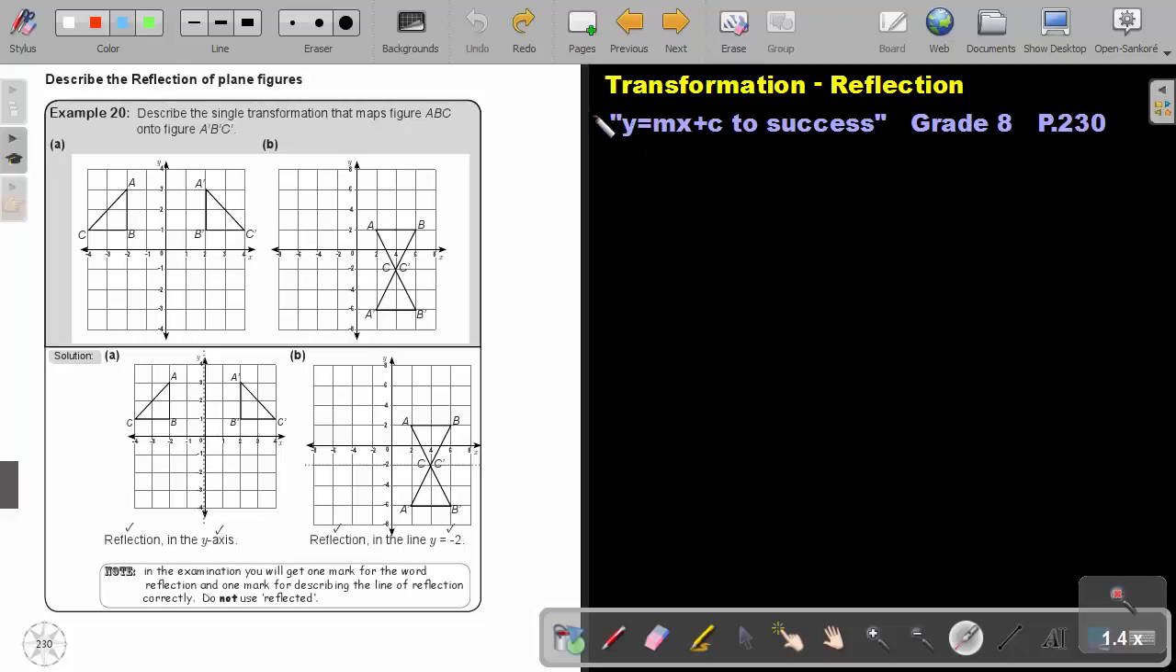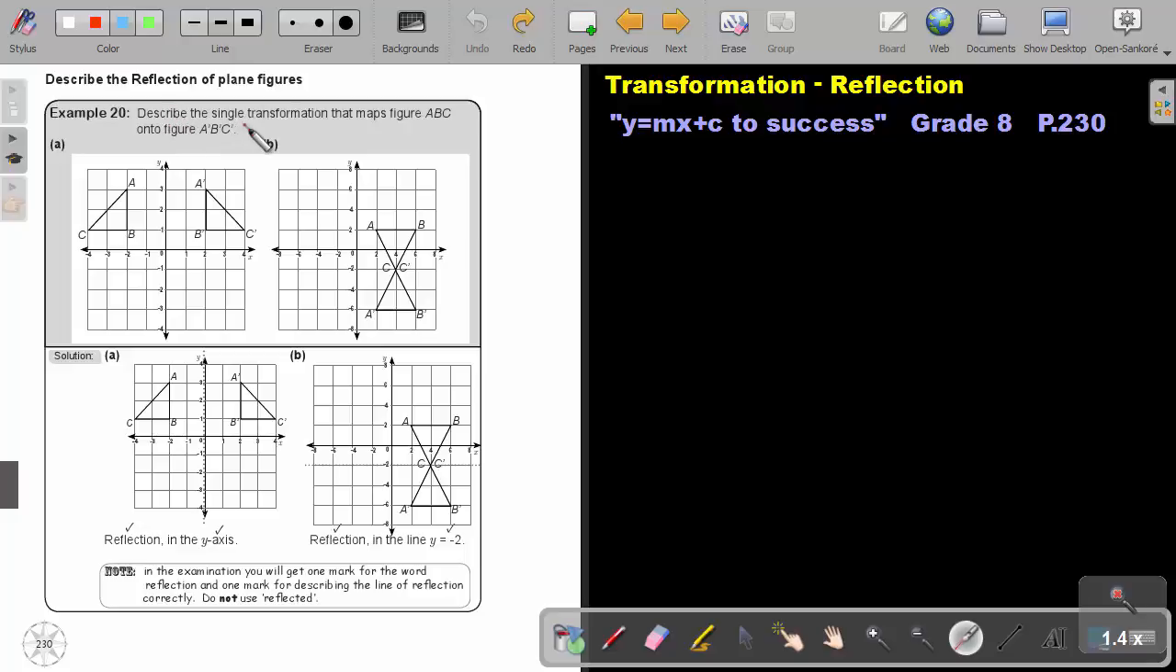Part 15, the last part of transformation reflection. You will find this on page 230 in the Namibia Mathematics Grade 8 textbook, y equals mx plus c to success. Describe the reflection of plane figures. So in this case, they will give you the original figure, the object, the new figure, the image, and they will ask you to describe the transformation.